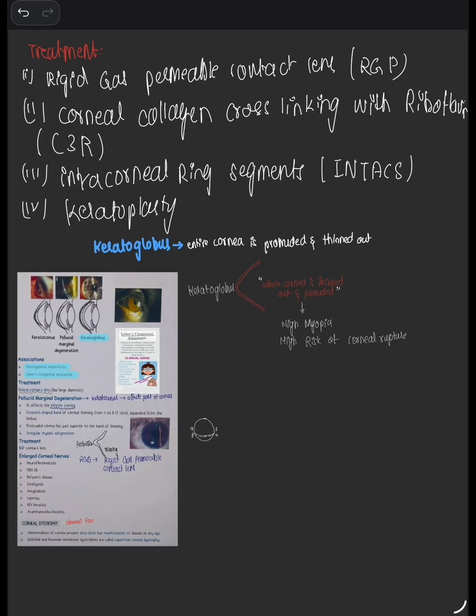Next procedure is called intracorneal ring segments, in which certain segments of the ring are inserted into the cornea, and it will also correct the irregular astigmatism. And then the keratoplasty is the corneal transplantation. In the advanced cases we do the keratoplasty.